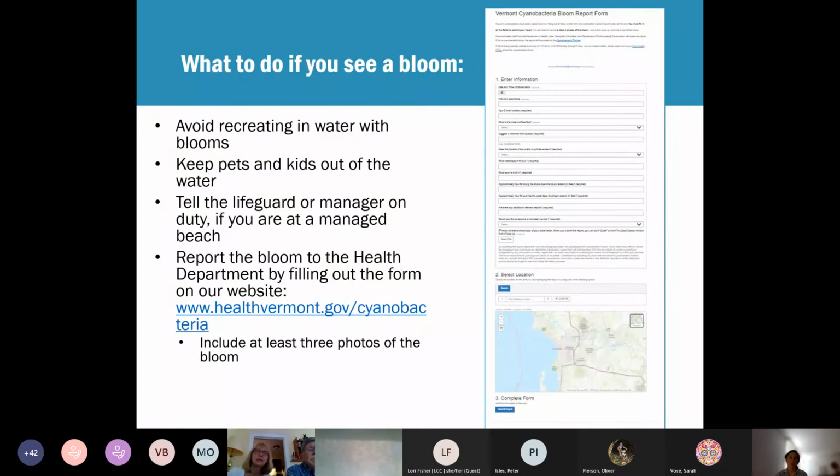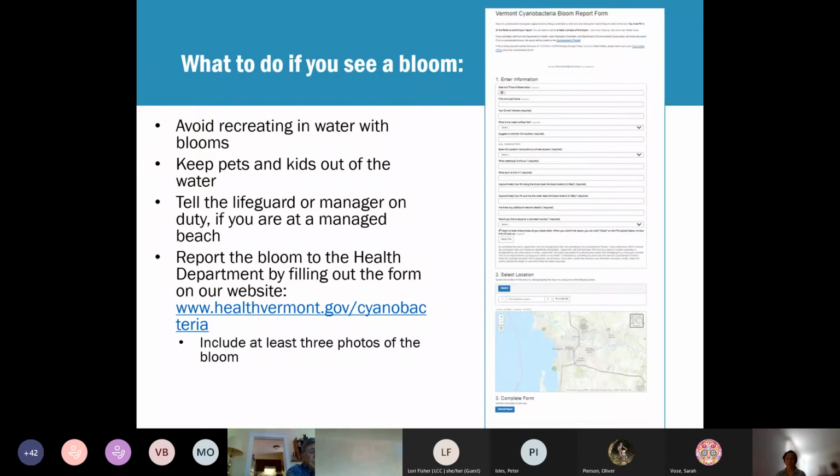So if after you're scanning the water, you see a bloom, we want you to avoid recreating in that water. It's best not to swim, wade, or boat in that water with cyanobacteria blooms. As Sarah mentioned initially, the ingestion of cyanobacteria, so swallowing cyanobacteria and the toxins, is the biggest known exposure pathway for health effects. So we strongly recommend avoiding exposures where you might swallow the water. And especially, again, kids and pets are more likely to experience those health effects. So we want to make sure that they're staying out of the water if you see a bloom as well.